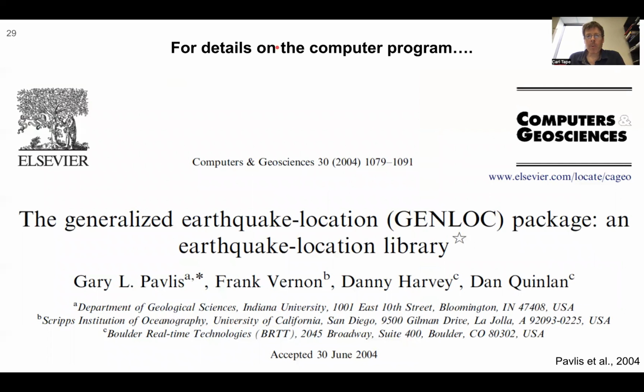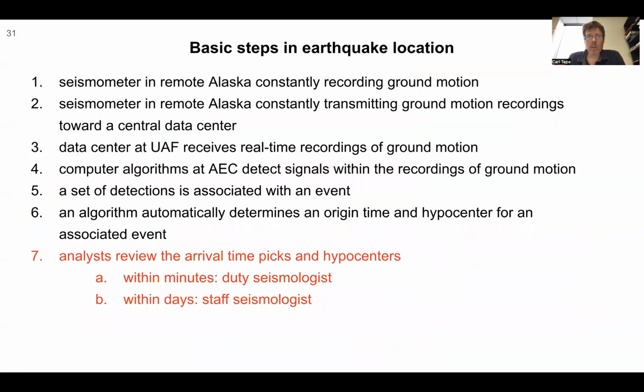And for details on the program and algorithm, this is the published paper, Generalized Earthquake Location Package. You can dive into that if you want more details on having a good algorithm from the information that you have. You want to characterize what you think the source is, but also the uncertainty, the variability in that estimate. For decision making, things like uncertainty are very important.